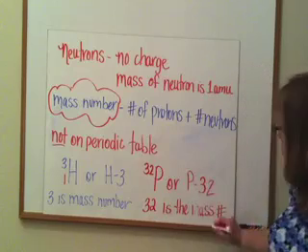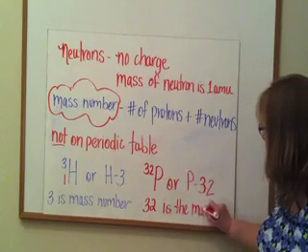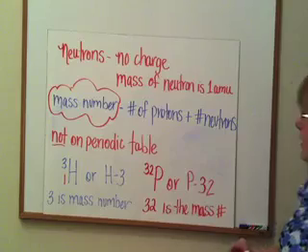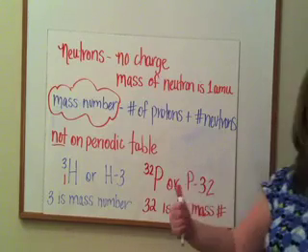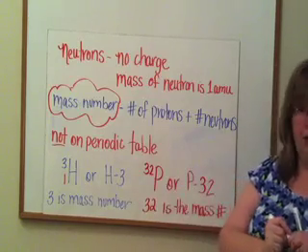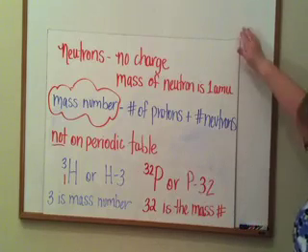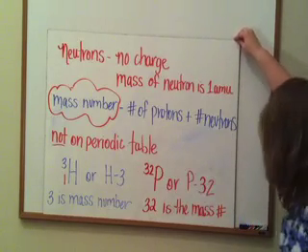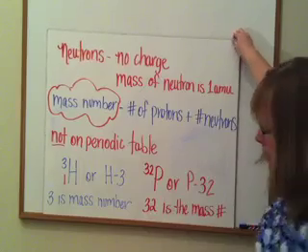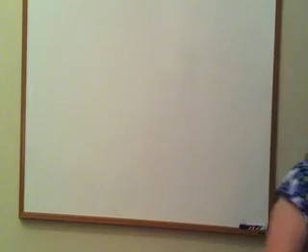Again, this 32 is the mass number. And the mass number is the number of the protons and the number of the neutrons. So let's go ahead and use this and try and figure out how many protons and how many neutrons are in that hydrogen and in that phosphorus.